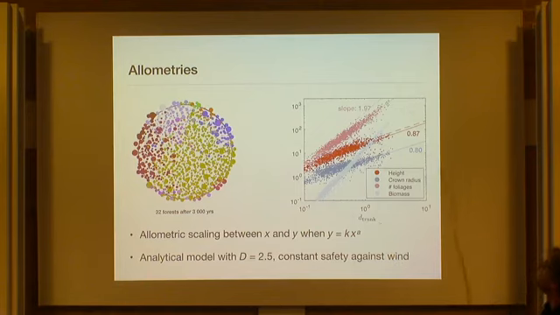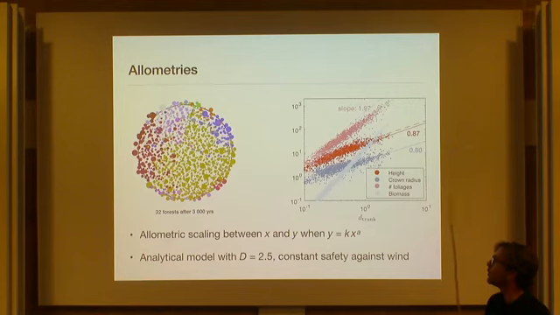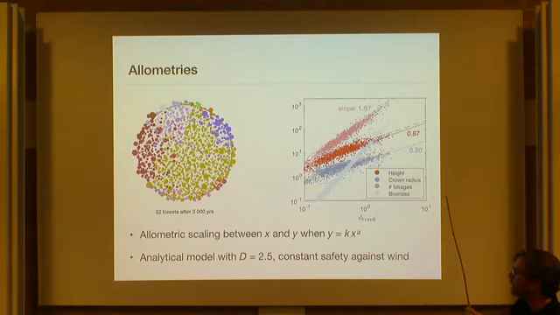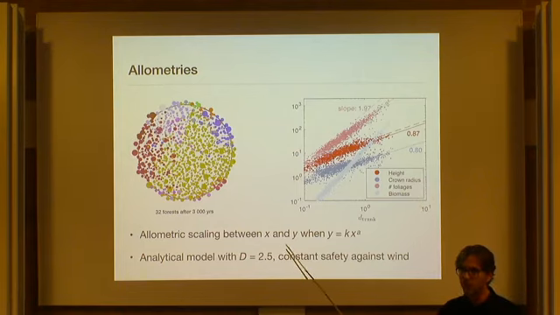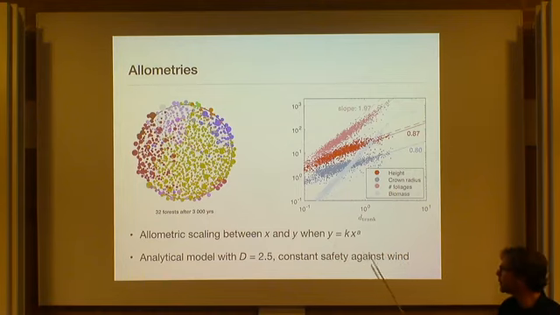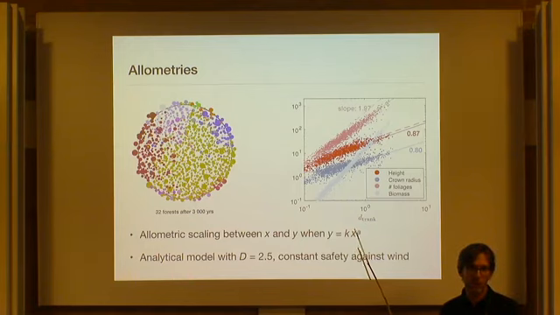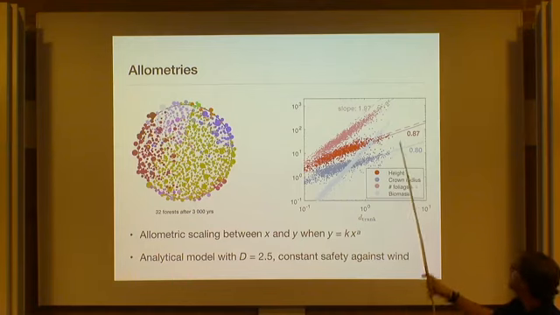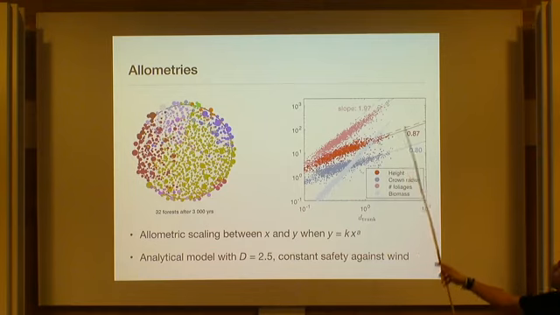What is interesting is that the fits, the solid lines and the dashed lines, are predicted by a very simple model, nothing else than the model that I showed first, where you assume that the fractal dimension is 2.5. You have a regular fractal tree with fractal dimension 2.5, and you have constant safety against wind, or said differently, the stress is constant when there is wind blowing on this structure. And you recover it; there is a very good agreement.